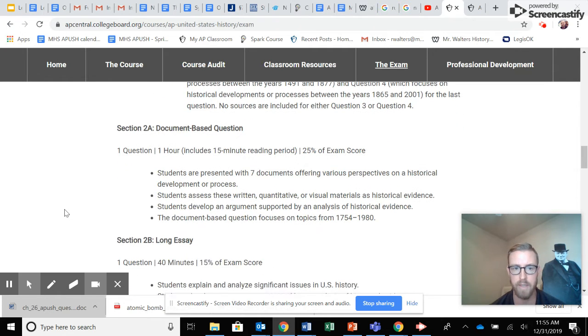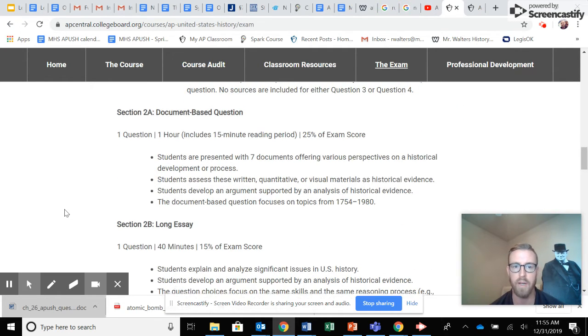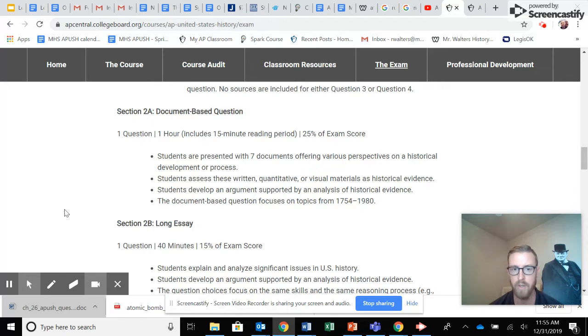Next thing is going to be section 2, the document-based question. This is where you're going to be given 7 documents. And in those 7 documents, you're going to have to piece them together and write an essay. They do give you the time period that it will be from, 1754 to 1980. So it's not going to be at the very beginning period or very end period of what was covered in class. But again, you're going to have to sort these.